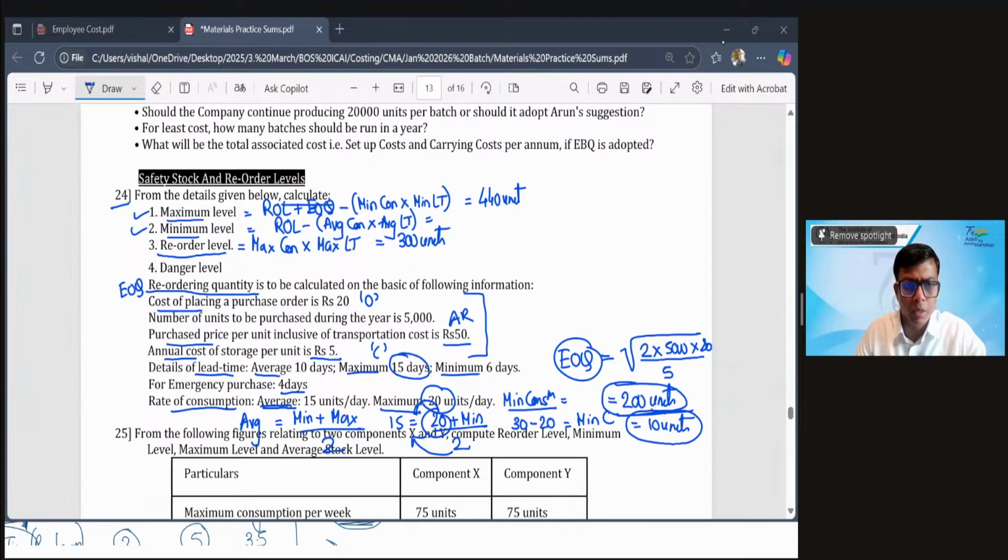No, beta. It is not ROL divided by EOQ. In maximum level, it is ROL plus EOQ or ROQ. It is not ROL, it is ROQ. And it is not divided by, it is optional like this or this, whatever is given in the question. Fine, Pratiksha, beta. So it is not ROQ divided by EOQ. It is optional. Either you take ROQ or EOQ. So we take EOQ only.